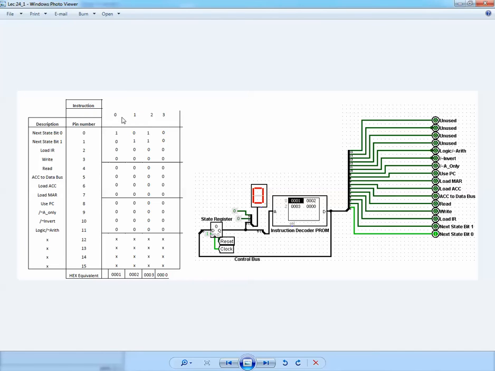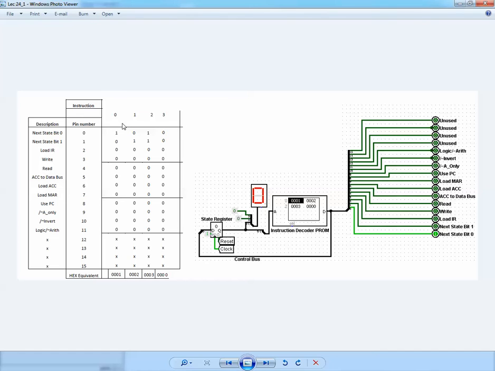This is the present state. If you are in the present state 0, then we want the next state to be 0, 1, which is state 1. And if we are in state 1, we want to be in state 1, 0, which is state 2. This is next state bit 1, next state bit 0. When we are in state 2, the next state becomes state 3, 1, 1, and when we are in state 3, the next state resets back to state 0.